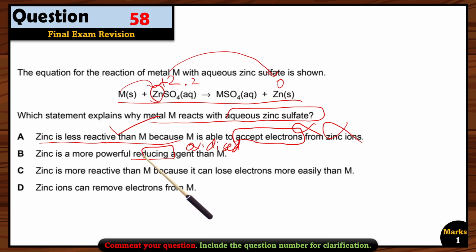So zinc cannot be a reducing agent. If zinc is reduced, it means it is an oxidizing agent. So this option is also wrong.